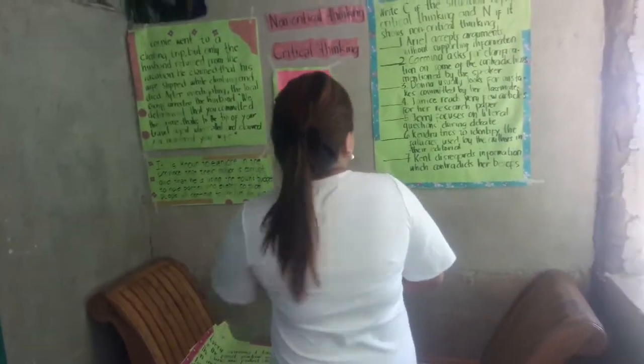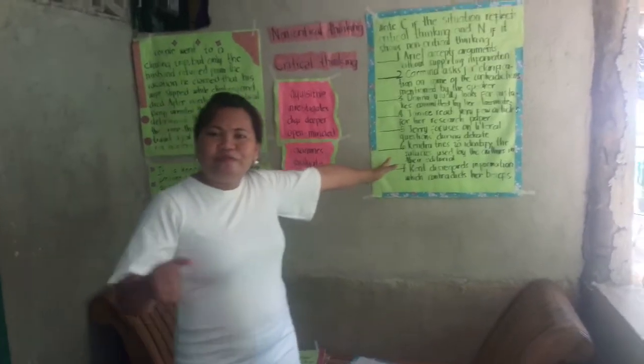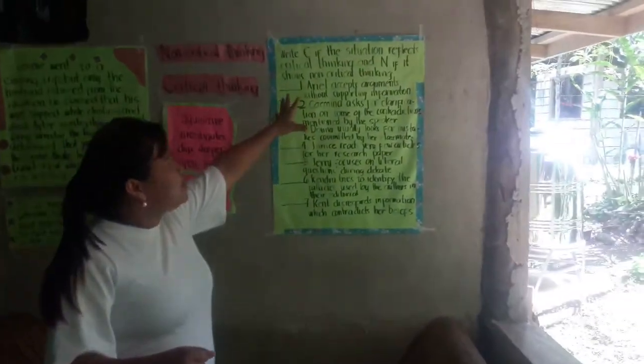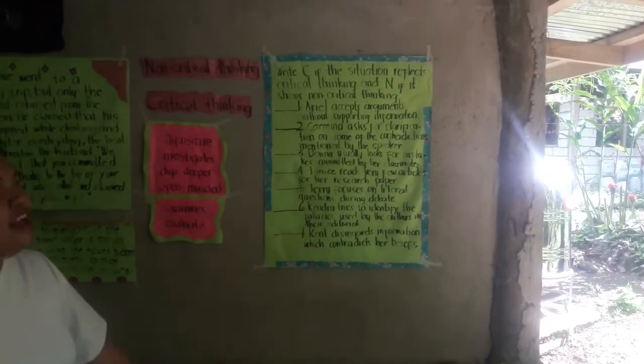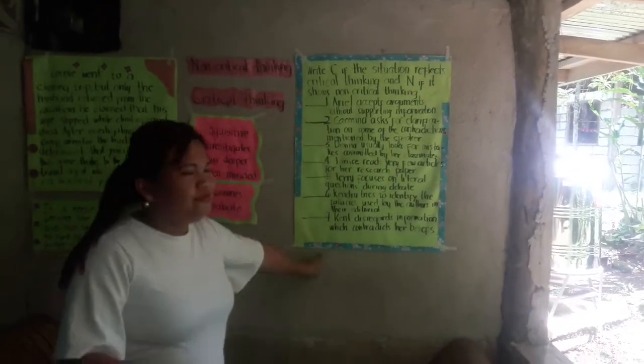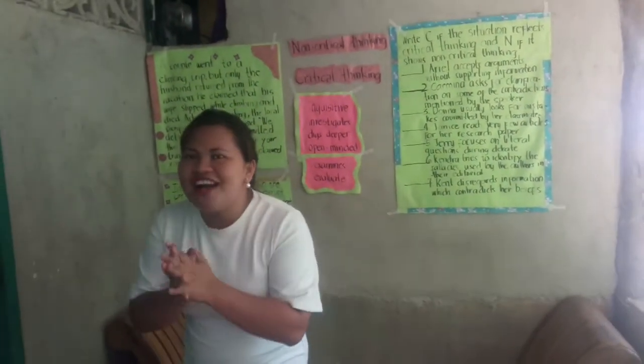Okay, very good. So kindly get your activity notebook. So you'll have to answer this based on the selection. Right, C, critical thinking, and N for non-critical thinking. Okay, let's have 1 minute to 2 minutes to answer this. Okay, we're done. Thank you.